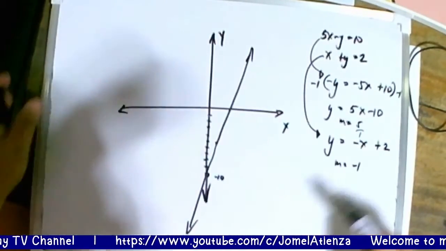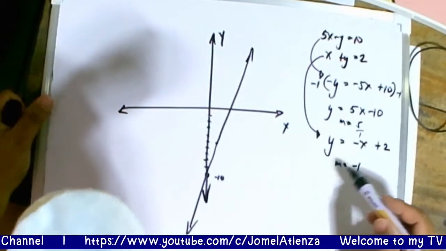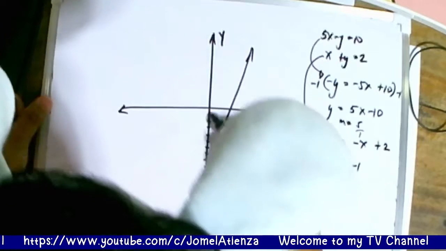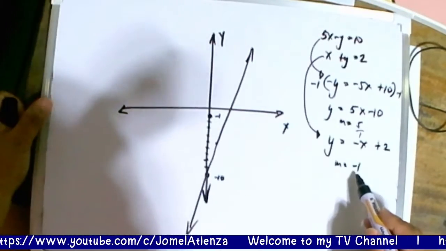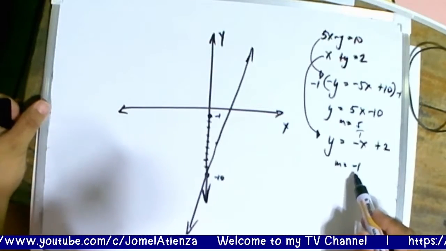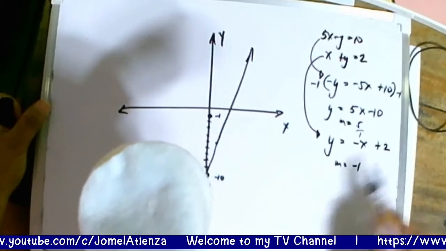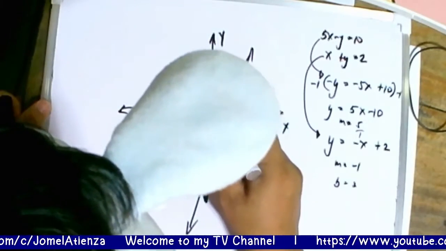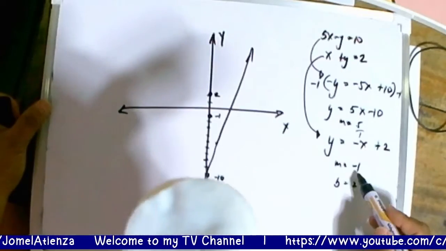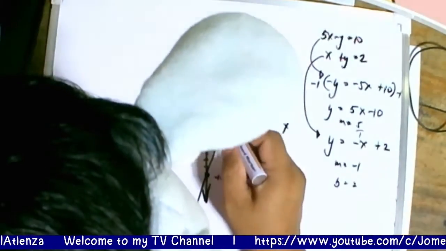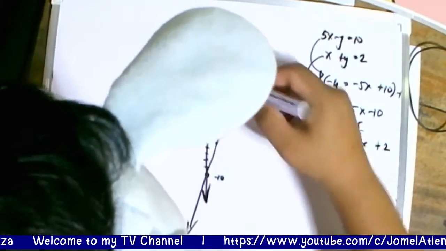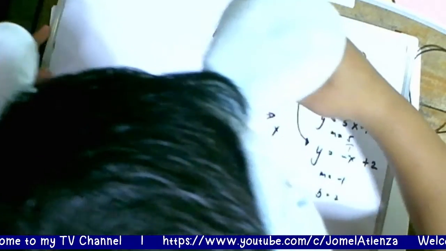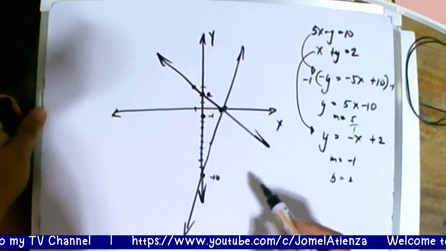Okay? So, yun. And then, on the second equation, the slope of the line is negative 1. So, ito yun. And then, our y-intercept is 2. So dito yon, 1, 2. So dito yon 2, and then our slope of the line is negative 1. So 1 then 1. So ito yung ating second point. Okay? And then, connect the two points.